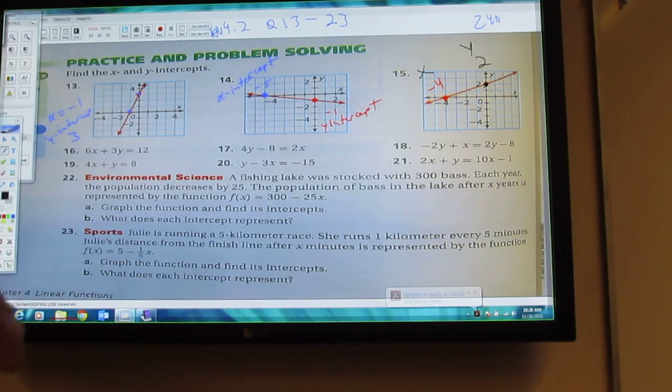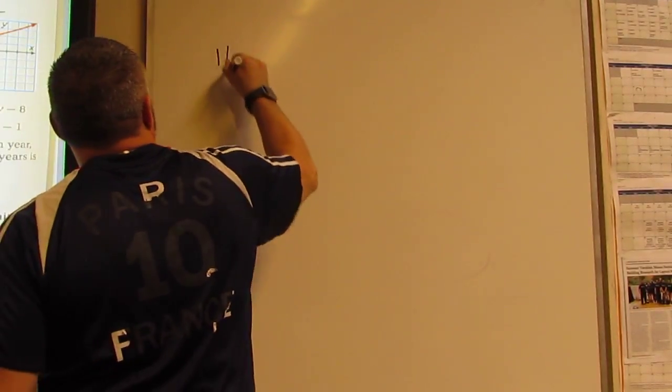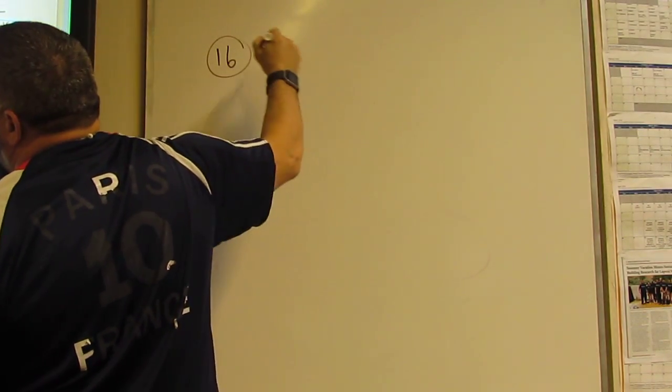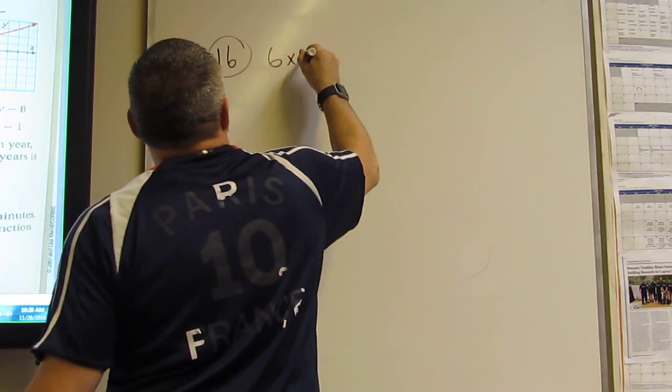So, we got a talker. So help me out, Skylar. Yep, what do you need? What is the x and y intercept for 16? I have no idea. I'm here to learn, sir. Well, then you have to stop talking. Yes, sir.